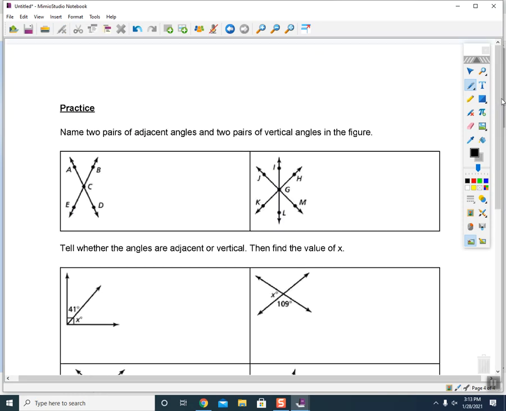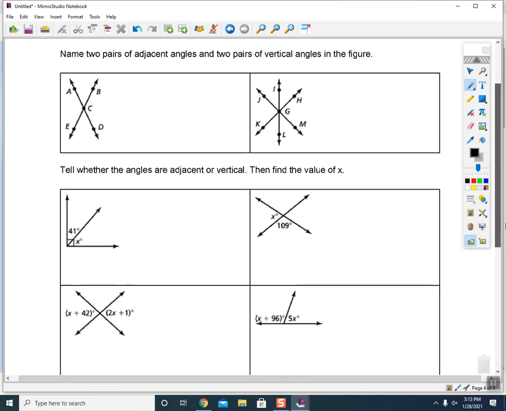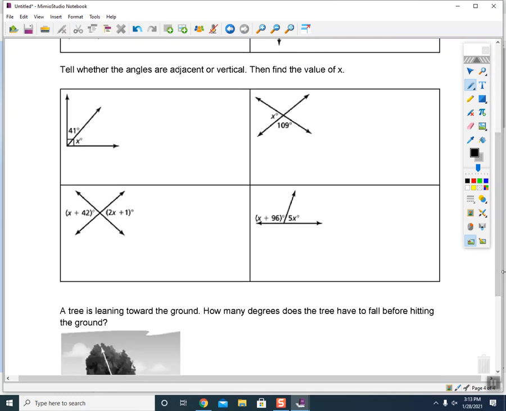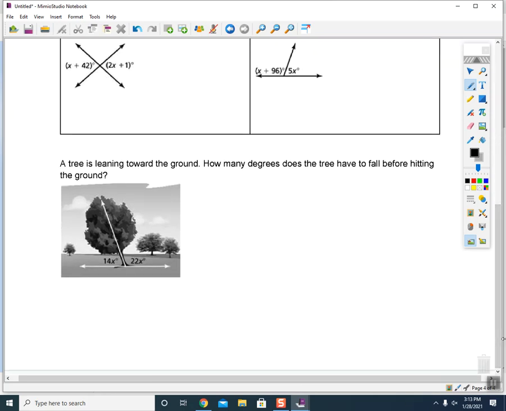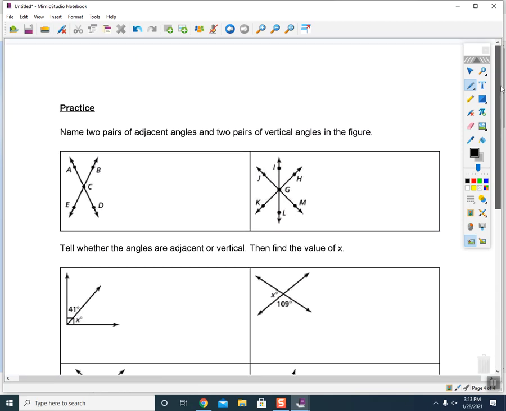The rest of this is just going to be practice on your own. So you're going to do practice finding pairs of adjacent and vertical angles, finding the value of x, so that's the same thing that we just did. And then there's one problem on the bottom here, so just pay attention, this is a straight line down here. Straight angles are 180 degrees, and you need to fall to the left. So the tree is going to fall to the left. So go ahead and complete this practice on your own. I have the answers to these uploaded in Canvas, so you can check those there when you're done.